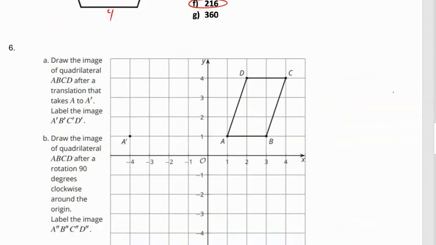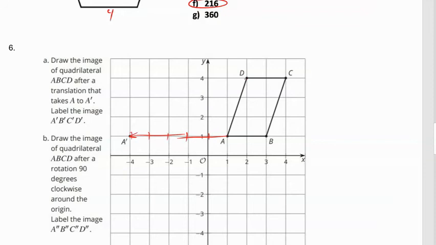All right, number 6, draw an image of a quadrilateral ABCD after a translation that takes A to A prime. So A is going to translate over here. And how many places does that go? 1, 2, 3, 4, 5. So we're doing a translation of 5 units to the left. Well, that means every other point needs to go 5 units to the left.